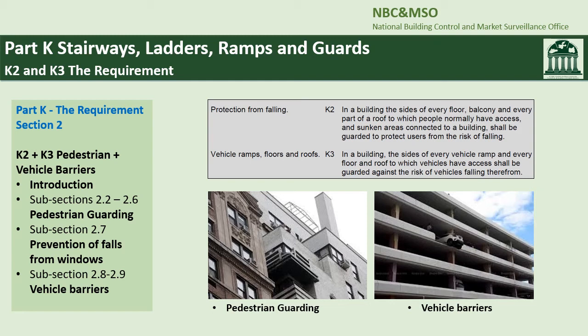Guarding for pedestrian areas will be as required under diagram 6. In general, guarding should be at 1.1 meters at landings, balconies and roofs, and 900 mm on stairs. Special requirements are noted for places of assembly, and the lateral strength of these handrails and guarding should be as noted in I.S. EN 1991-1-1. In car parks, guarding for cars should be provided at the edge of floors or roofs and at the edge of ramps.